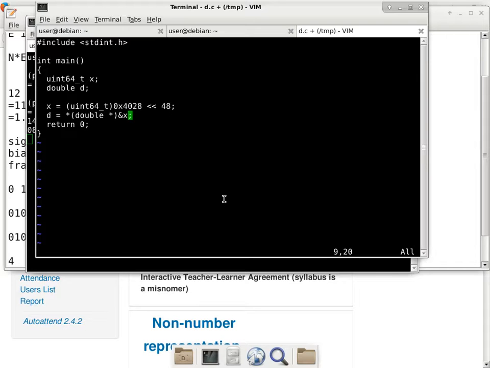Okay, so this is the way you look at it. The mantissa is a 1 point, and then you have the fractional bits, right?